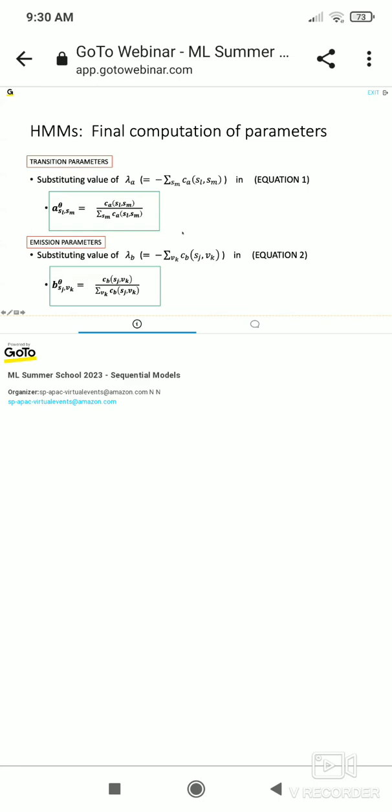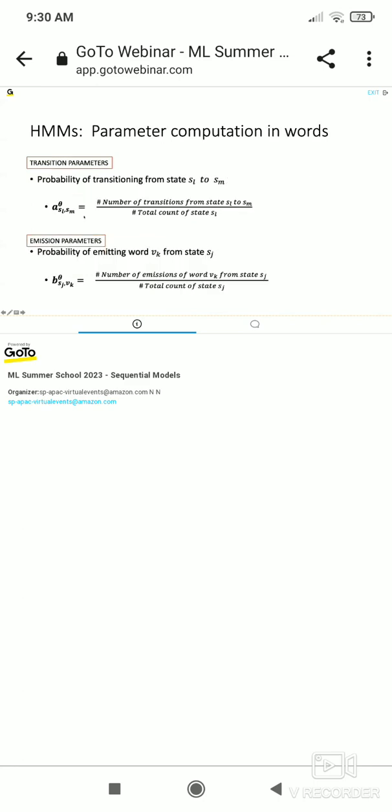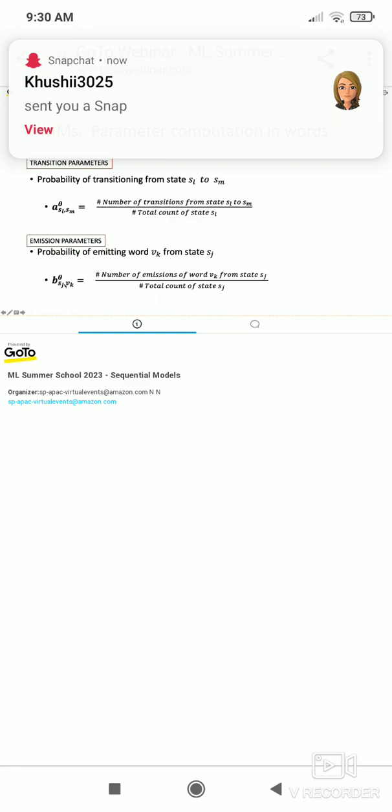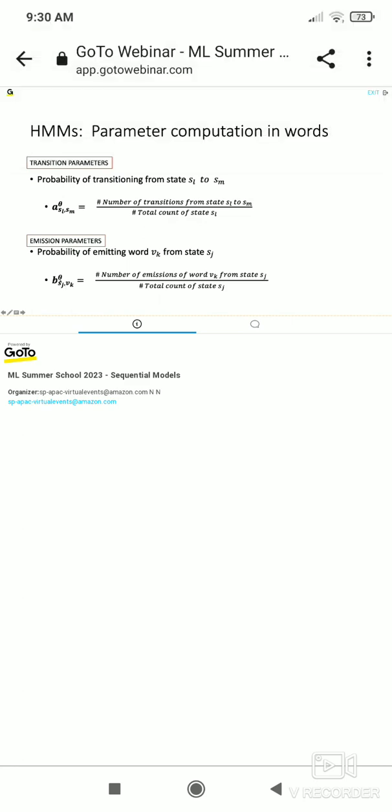Let's understand what this means in terms of words. The transition parameter A(SL, SM) indicates the number of transitions from state SL to SM, divided by the total number of counts of state SL. Similarly, the probability of emitting a word Vk from state SA is given by B(SA, Vk), which is the number of emissions of the word Vk from the state SA, divided by the total number of counts of state SA. And these are fairly intuitive.